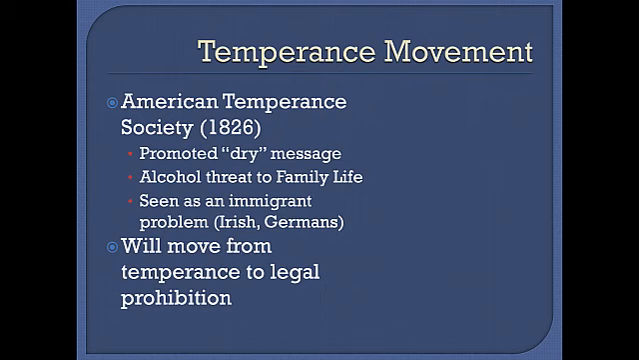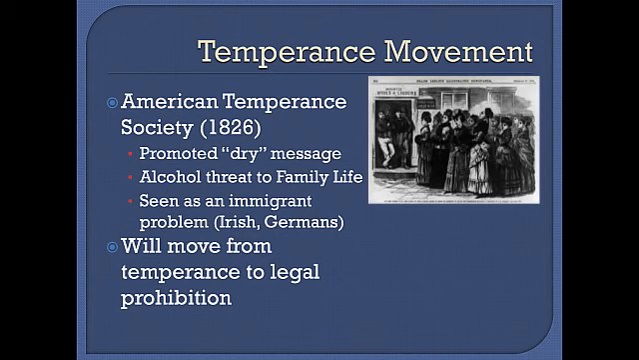A lot of people were moving to the cities at this point, and industrial jobs were very prevalent during this time, and it wasn't uncommon for men after a day's work to go out and have a drink. And that was seen as a threat to the family life because they weren't going home to spend time with their families. Now, there were certain groups that alcohol was typically associated with, and in this time period, it's going to be the immigrants, specifically the Irish and the Germans.